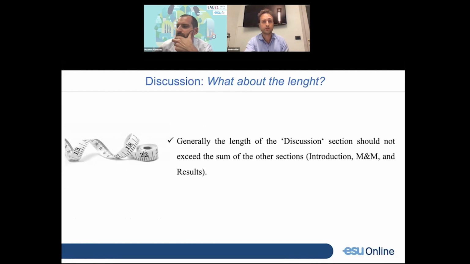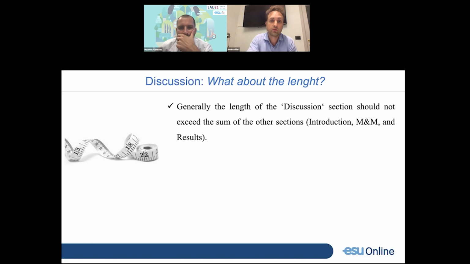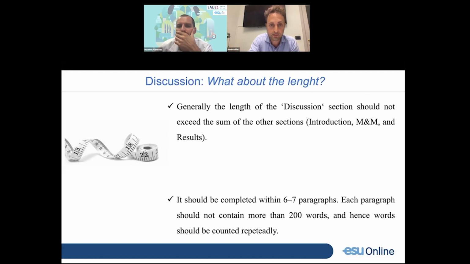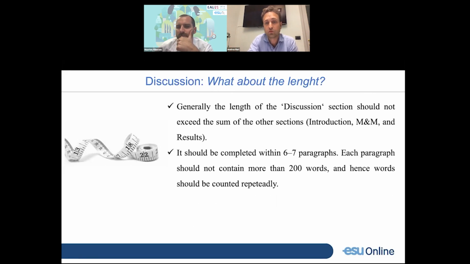What about the length of a discussion? Generally, the length of discussion should not exceed the sum of introduction, materials and methods, and results. That means that discussion should be around 6 or 7 paragraphs, 200 words each. So it is important to count repeatedly the periods that you are writing. You can do it when you are writing the first draft of this discussion. Probably you will do it if you are very experienced, or otherwise you can do it afterwards. But this point is very important to try not to bore the readers.